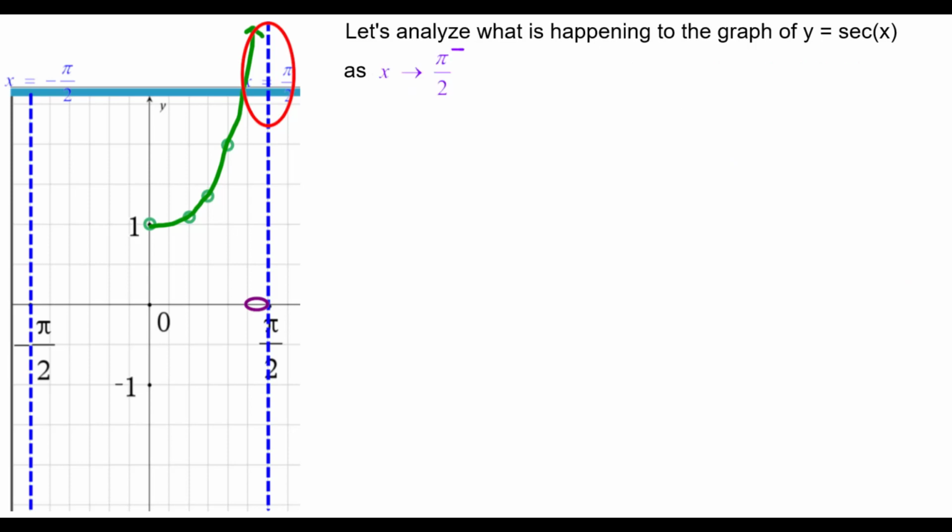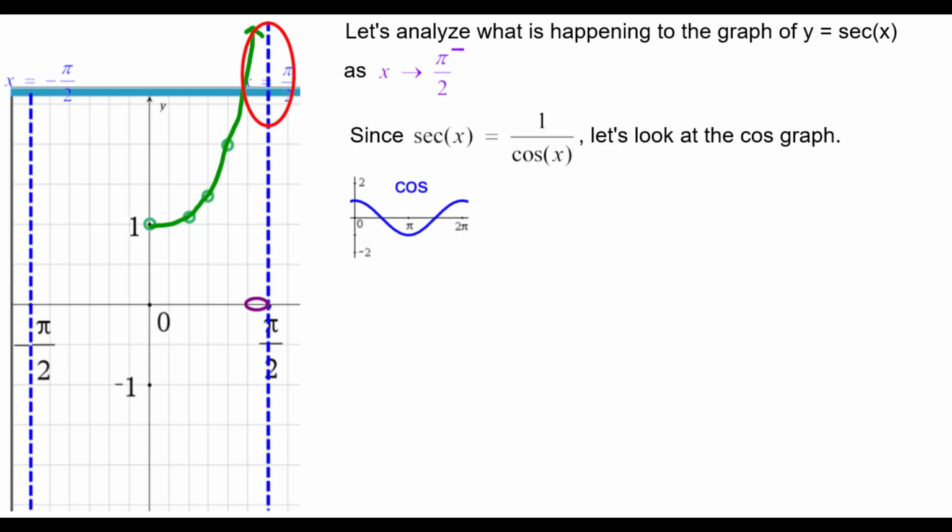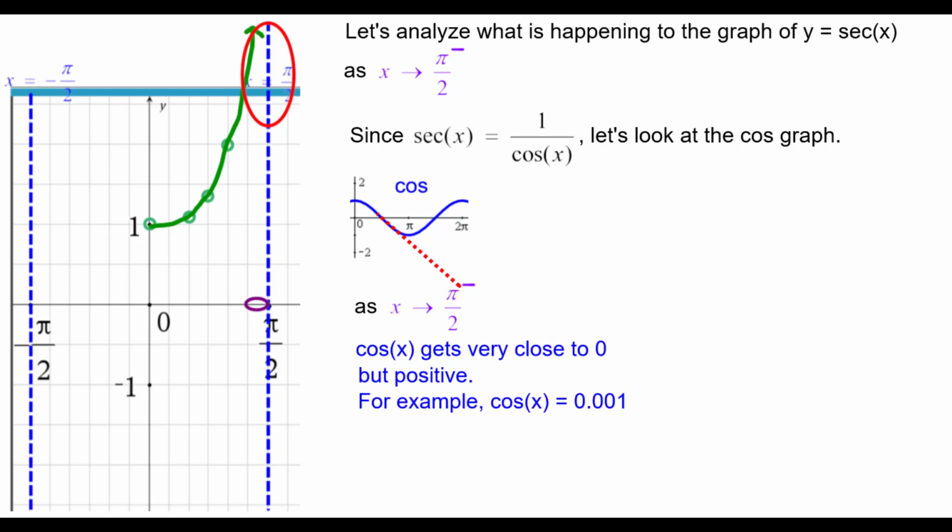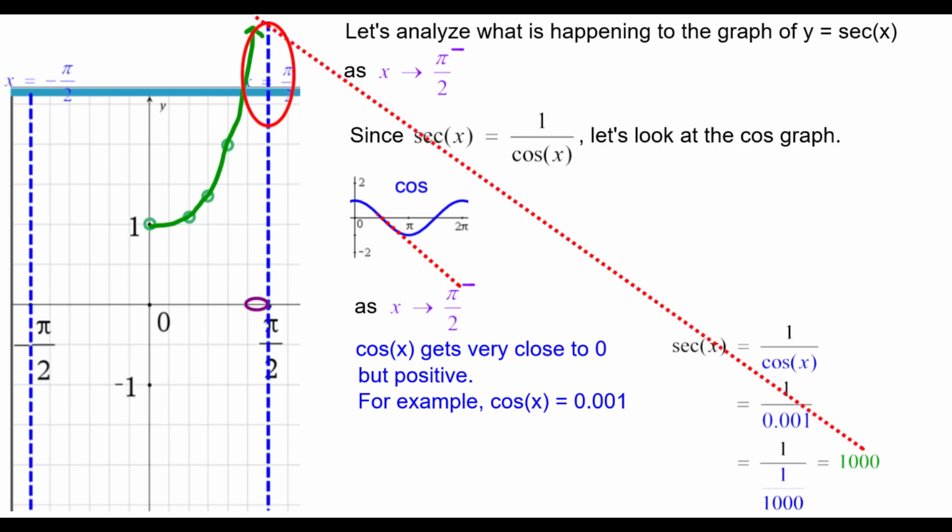So we're going to analyze the graph of secant as x approaches pi over 2 from the negative side. The secant again is the reciprocal of the cosine, so we'll look at the cosine graph. And x is approaching pi over 2 from the negative side, right before it hits the x-axis. I'm sorry, the cosine of x is getting very close to 0, but a positive number. An example might be 1 thousandth. The secant would be the reciprocal of a thousandth, which would be 1,000. And that would be way up there.